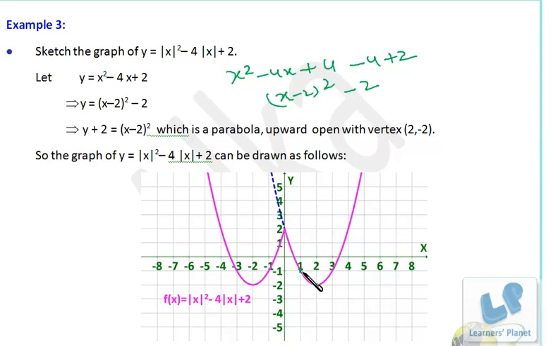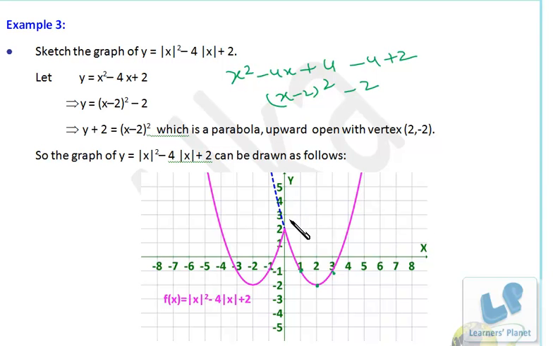So that's this point, right? Similarly, if you are having x as 3, then it is 3 minus 2 whole square, that is 1 minus 2, still y will be minus 1. That you can see from here, right? So this way the complete graph can be drawn, right? When x is 0, then y is equal to 2, right? That is this point. So this is the graph that we are going to get for x minus 2 whole square minus 2.